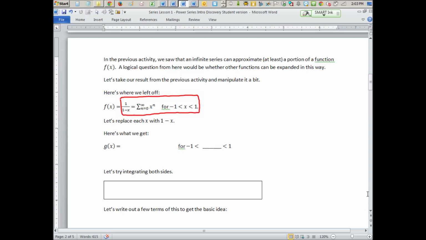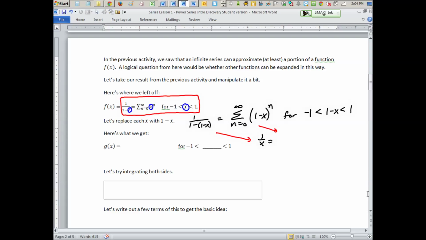Okay, so we're just going to kind of goof around with this. We're going to change each x in this problem, and there are 3 of them, to a 1 minus x. Let's see what happens. So we get 1 over 1 minus x equals sigma n equals 0 to infinity 1 minus x to the n for negative 1 is less than 1 minus x less than 1. Let's play around with this for a minute before we fill in any more blanks. This is now simply 1 over x right here.